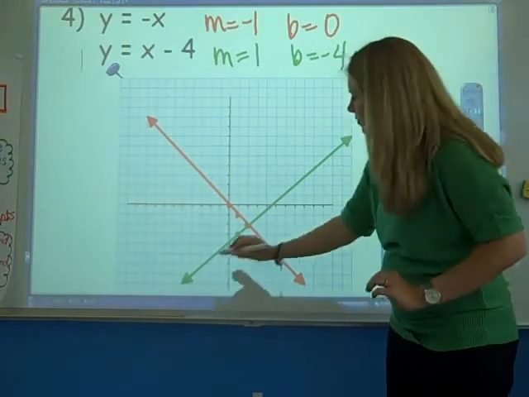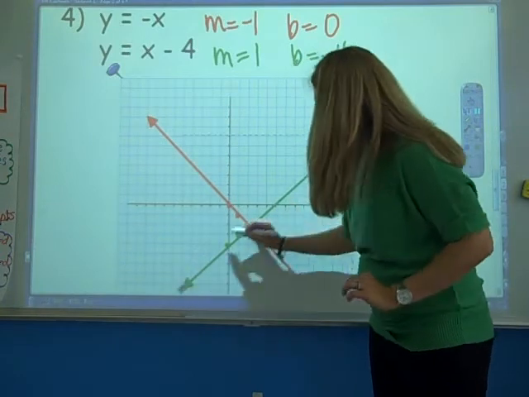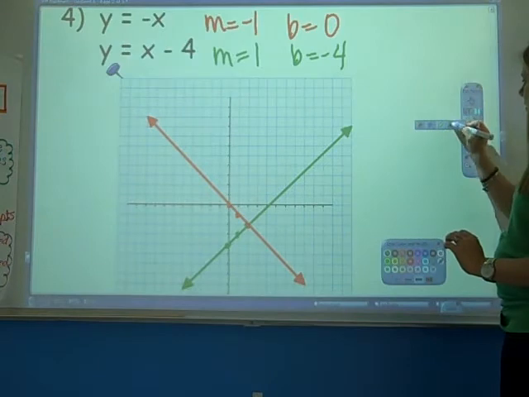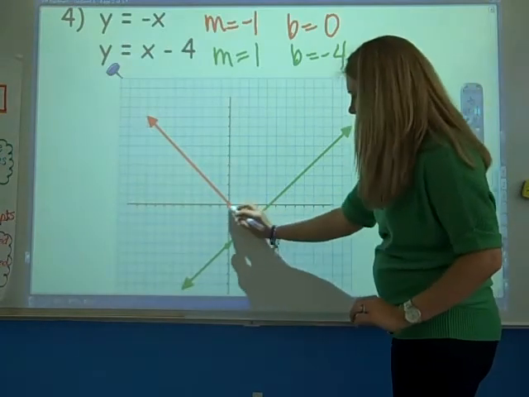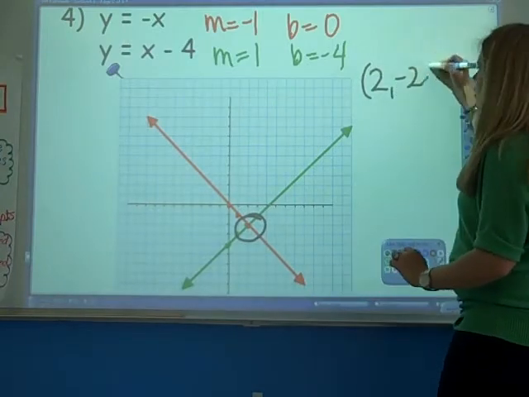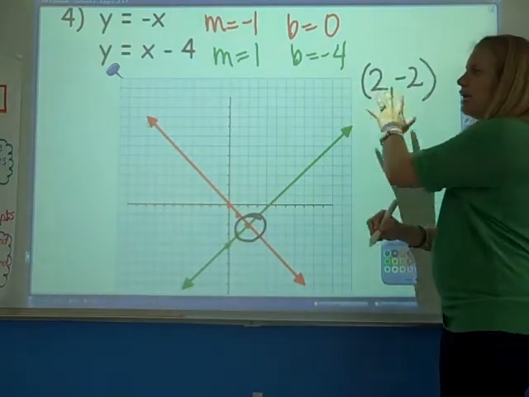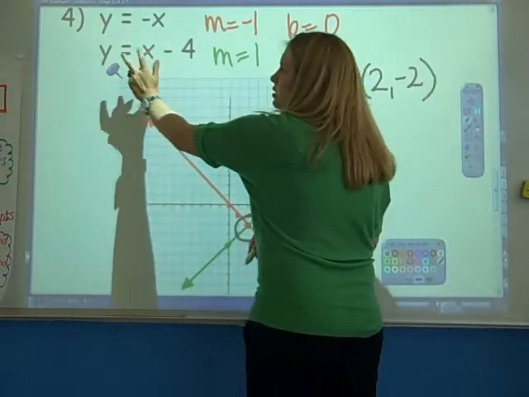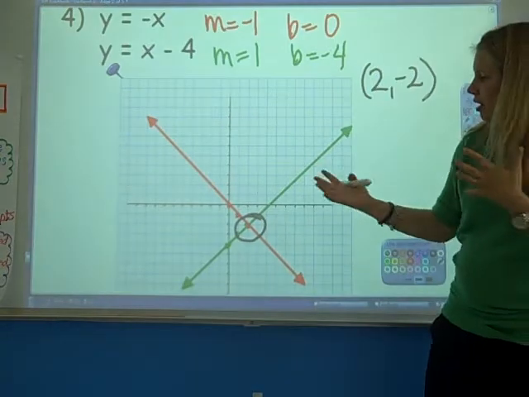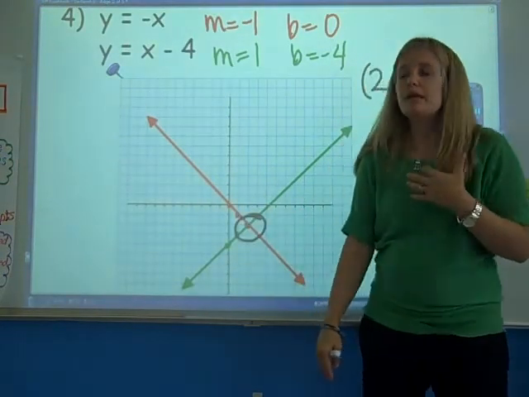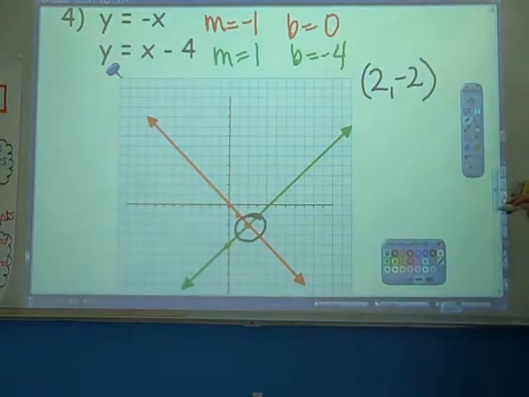I'm going to have to grab my... Okay, there we go. Okay, we can see where our solution is right here. That's at 2, negative 2. What this means, this 2, negative 2, I could plug it into this equation and it will work. And I plug it into this equation and it works because that ordered pair is part of both linear equations.